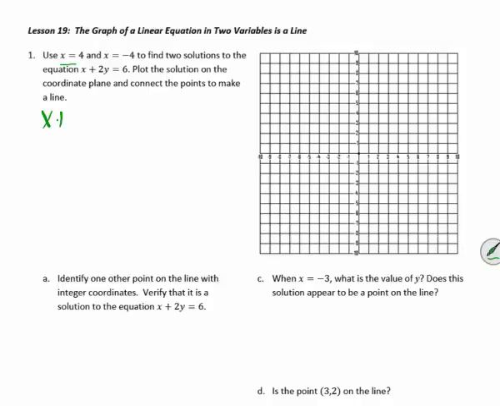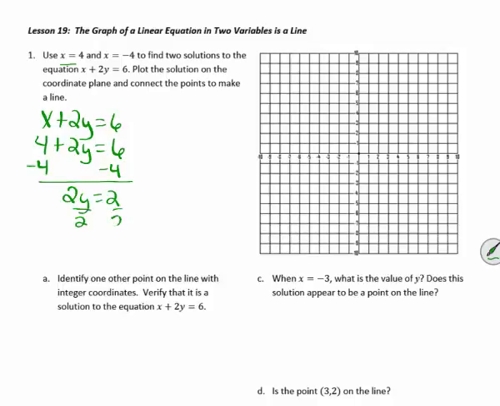My original problem is x plus 2y equals 6. I'm going to fill in 4 for x. I have to cancel the 4, so I'm going to subtract. So 2y equals 2, divided by 2, so y equals 1. That means I can write that as the point (4, 1). I'm going to graph that right now.